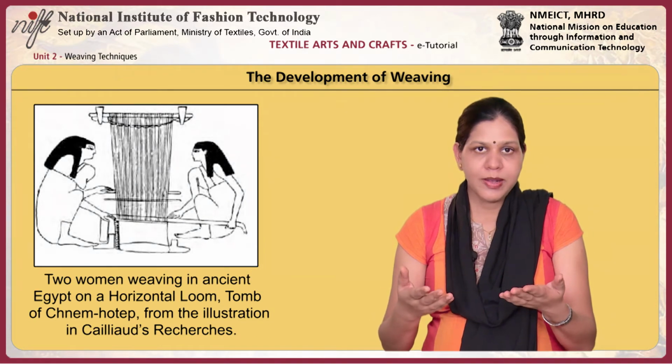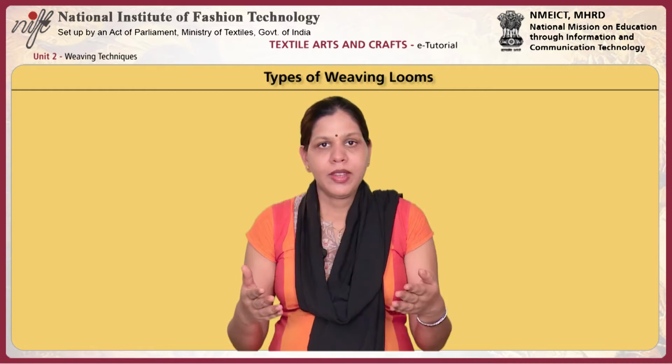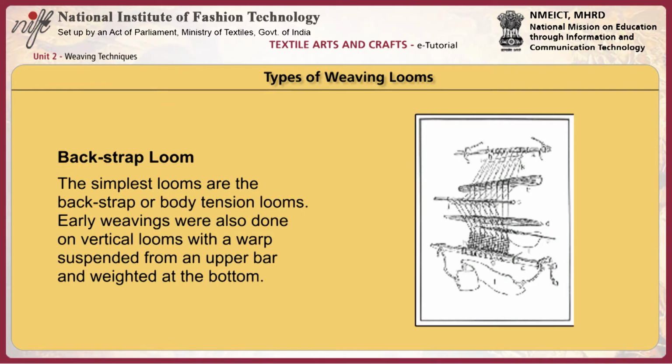The weaving loom is a frame which is used to hold the vertical set of threads, namely warp, taut and parallel, while the weft is inserted backwards and forwards between the warp threads. There are 3 important types of looms: the backstrap loom, the horizontal loom and the treadle loom. The simplest looms are the backstrap or body tension looms. Early weaving was also done on vertical looms with a warp suspended from an upper bar weighted at the bottom.